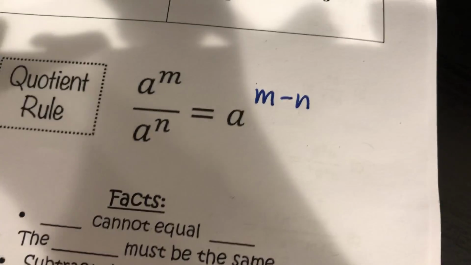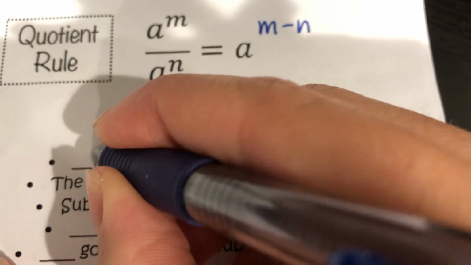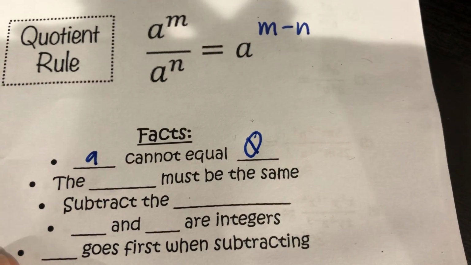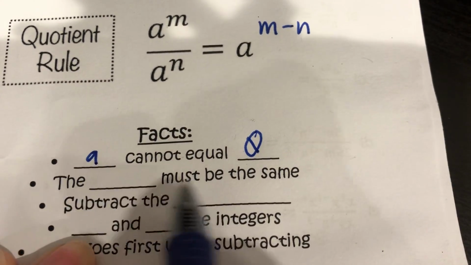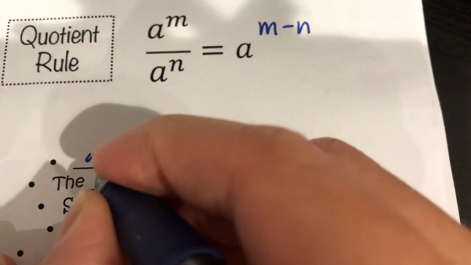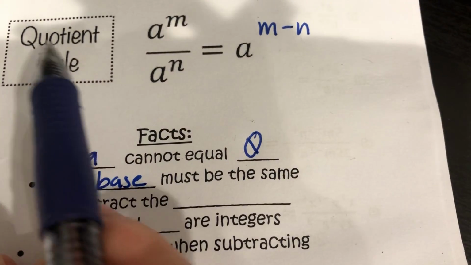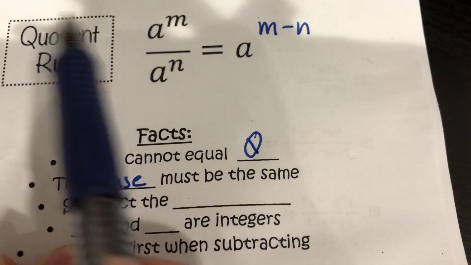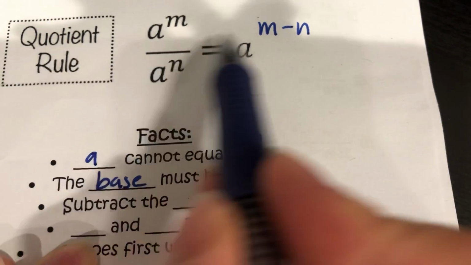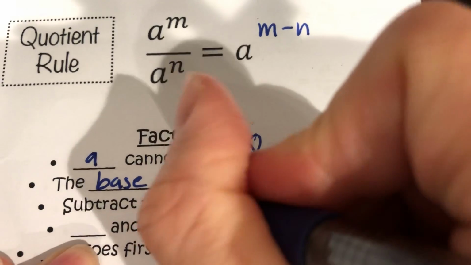So some of the facts that we're learning right now, cool fun facts about the division property, is the base, a, cannot be equal to 0. Second fact, the blank must be the same. If you were listening, I said what must be the same? That's right. The base must be the same in order to use the quotient rule. That is one of the requirements in order to use this power that we just learned. And when we do have the division rule, we are going to subtract the exponents. Very good.